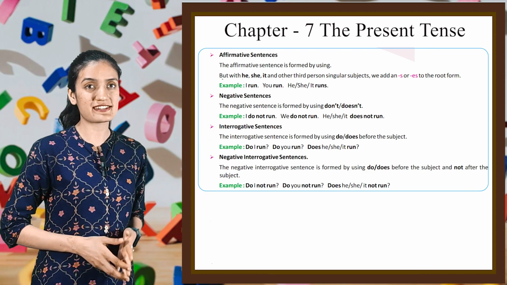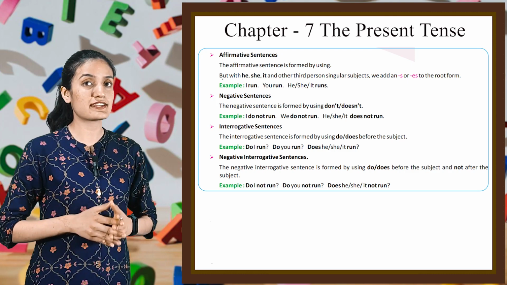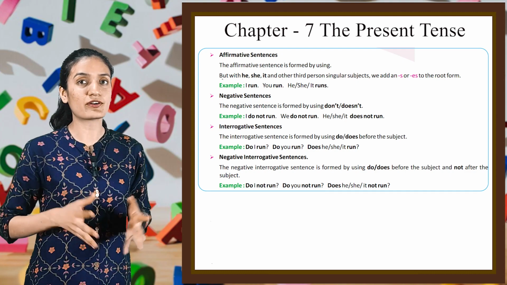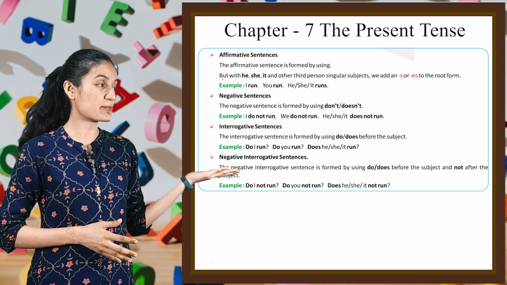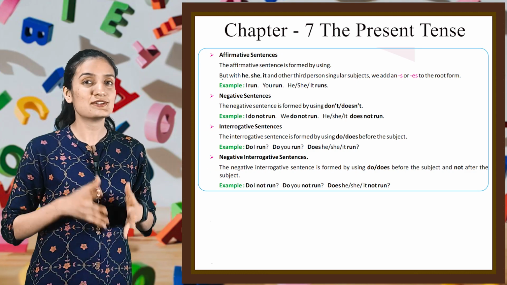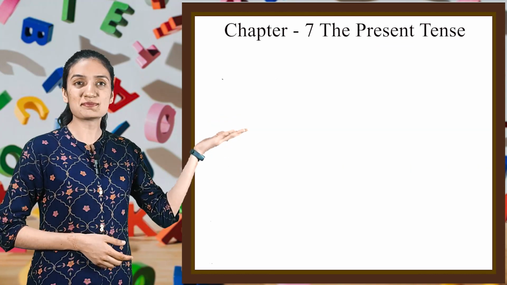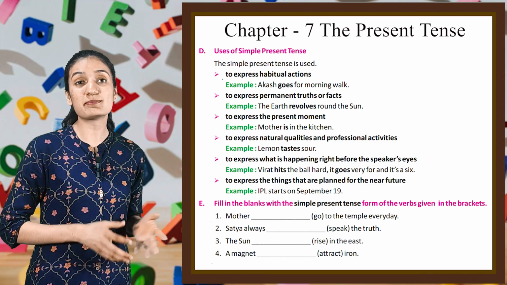Negative interrogative sentences. The negative interrogative sentence is formed by using do, does before the subject and not after the subject. Example, do I not run? Do you not run? Does he, she, it not run? Now, let's move on. Uses of simple present tense.